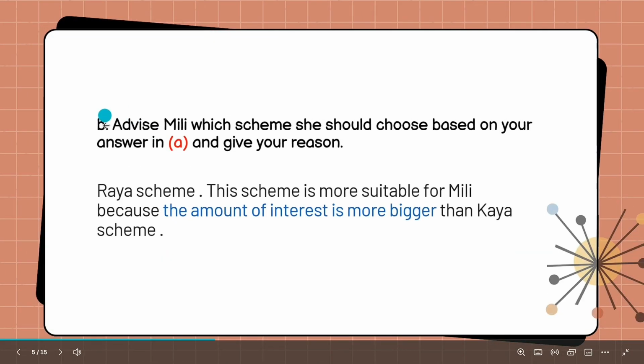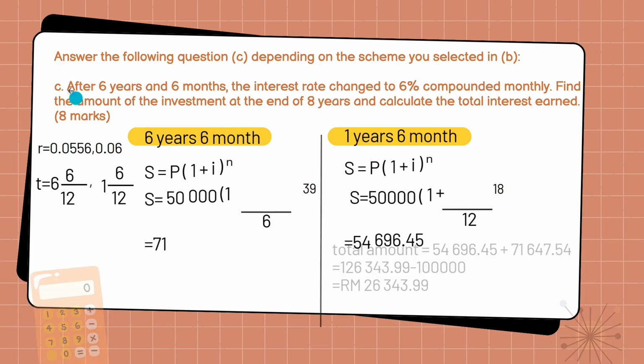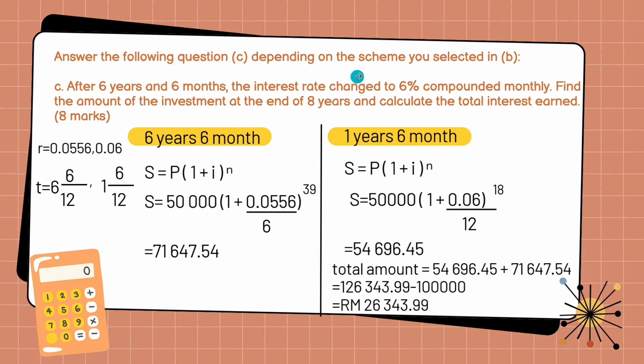Question B. Advise Millie which scheme she should choose based on your answer in A and give your reason. So the answer is Raya scheme. This scheme is more suitable for Millie because the amount of interest is bigger than Kaya scheme. Question C. Answer the following question depending on the scheme you selected in B. After 6 years and 6 months, the interest rate changed to 6% compounded monthly. Find the amount of the investment at the end of 8 years and calculate the total interest earned.